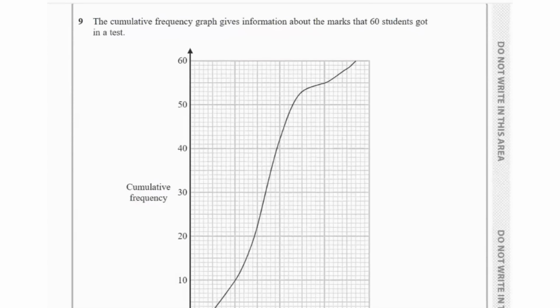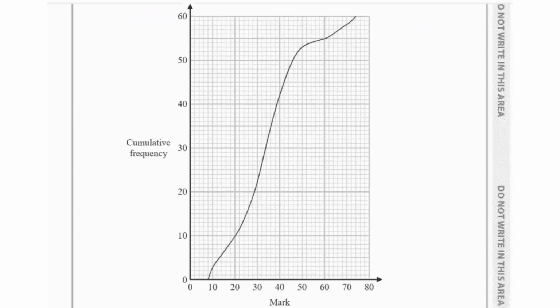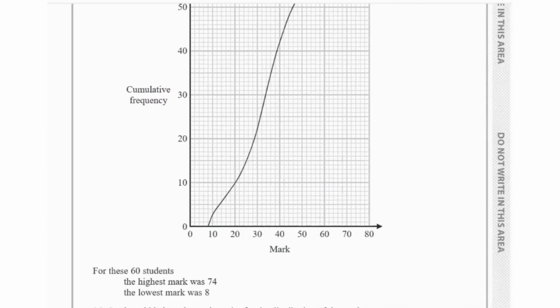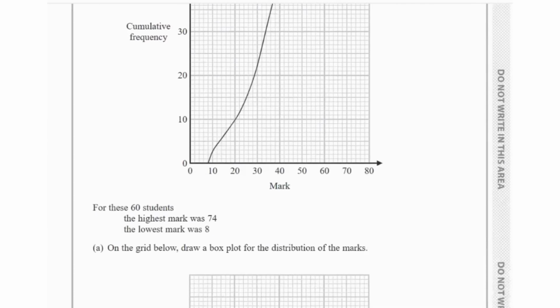Question 9 says the cumulative frequency graph gives information about the marks that 60 students got in a test. For these 60 students, the highest mark was 74. The lowest mark was 8. On the grid below, draw a box plot for the distribution of the marks. So they've given us the maximum and the minimum value, but we still need to figure out the interquartile range, which is basically found by using the lower quartile and the upper quartile. And we need the median as well for the box plot.